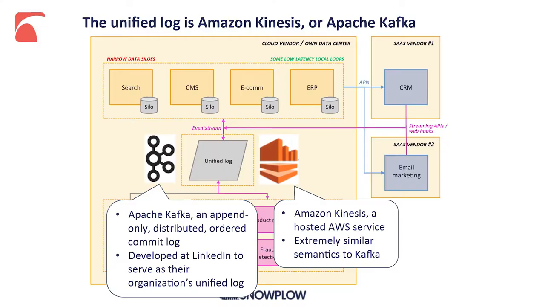With the other slightly cryptic logo, you've got Amazon Kinesis. Amazon Kinesis is a hosted AWS service. The semantics are extremely similar to Kafka. So essentially, you kind of choose your poison. On this side, it's for the guys who maybe want to minimize cost a bit more, maybe aren't on Amazon, but don't mind opsing it themselves. On this side, it's great for people who are already deep in the AWS ecosystem and don't want to be maintaining operations over that unified log. They want to know that it's just there and it's up and it's available. So that's kind of the unified log.